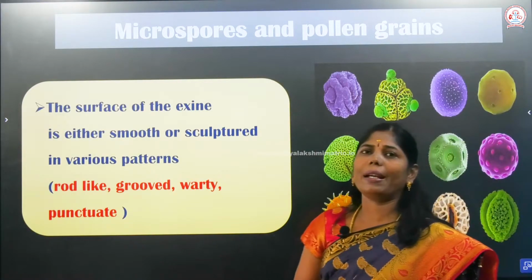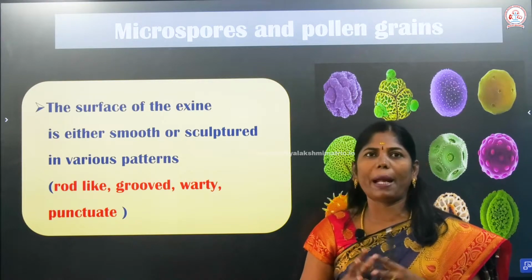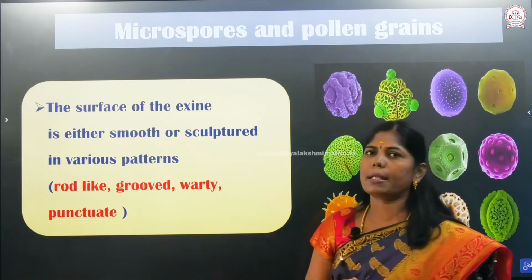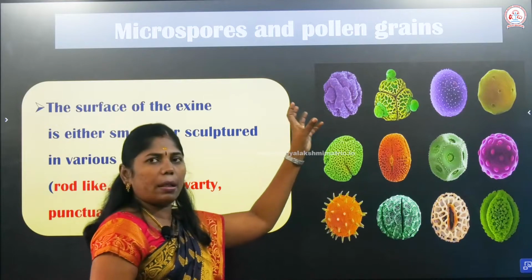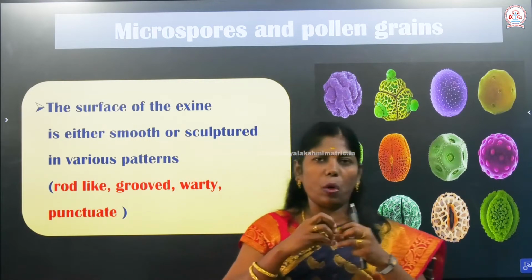The surface of the exine is in different shapes. We can see the different patterns. There are sculptures on the outer surface of the exine. So we can see that here: different shapes, ellipsoid in shape, rod-like structures. The outer surface has some modifications.